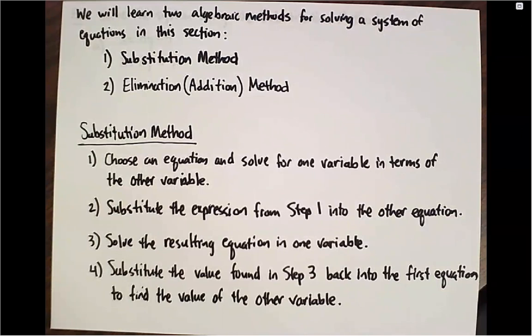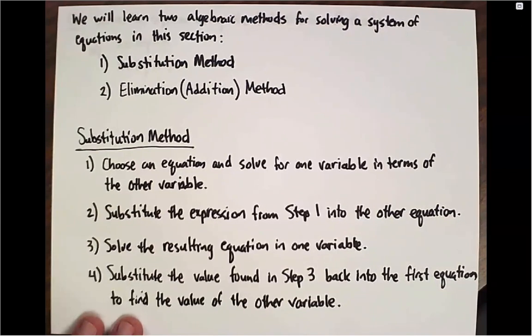The first one's called the substitution method, which is basically what it sounds like. Substitute one for the other, and you find out what they are. And the second one is called the elimination method, or the addition method. Some books call it elimination, some books call it addition. The reason why is because when you eliminate one of the variables, you do it by adding the equations together. So, elimination or addition method.